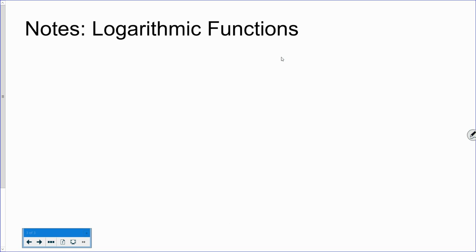All right, today's notes are on logarithmic functions. You may have seen these in pre-calculus or college algebra. Before we get started with this, I want to just do a quick little Algebra 2 review.